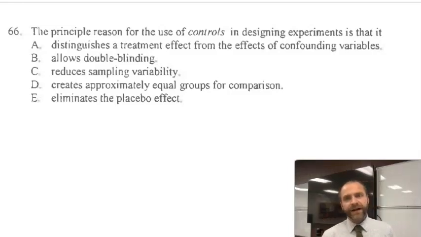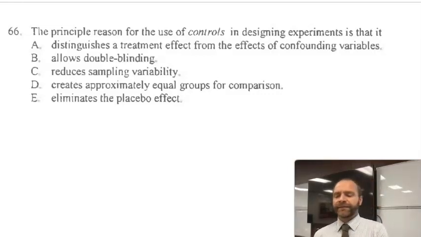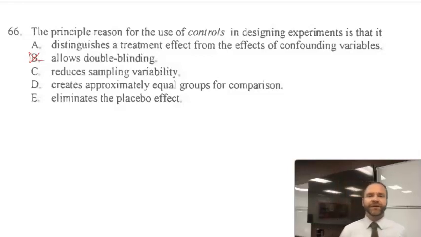The first one, choice A, says the purpose of control is that it distinguishes a treatment effect from the effects of confounding variables. That sounds good. I don't know yet, but it sounds good, so I'm going to leave it. I'm not going to eliminate it. Choice B, allows double blinding. That's not the purpose behind control. Control exists in, or should exist in, every good experiment. It's one of the principles of experimental design, so you need that. You're not always dealing with double blinding. So therefore, B can't be the answer.